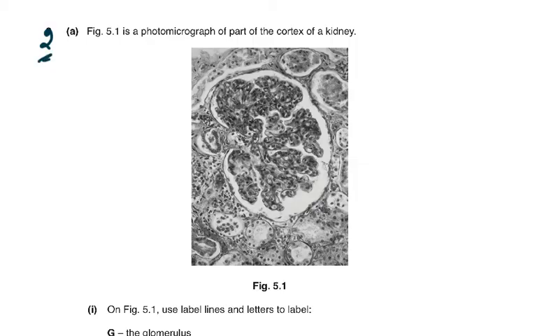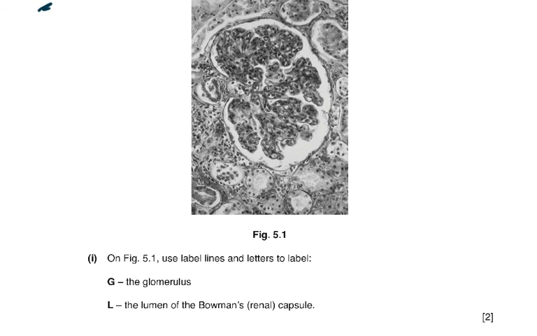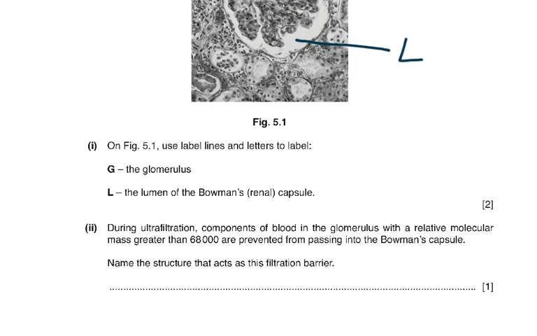Question 2, figure 5.1 is a photomicrograph of a part of the cortex of the kidney. And you can see this whole thing is the glomerulus, and you can see the space it is, which is the Bowman's capsule space. So on figure 5.1, use label lines and letters to label the glomerulus and the lumen of the Bowman's capsule. Now, this would be the lumen, this would be L, and the glomerulus would be anything from here. So that got you 2 marks because this is the space.